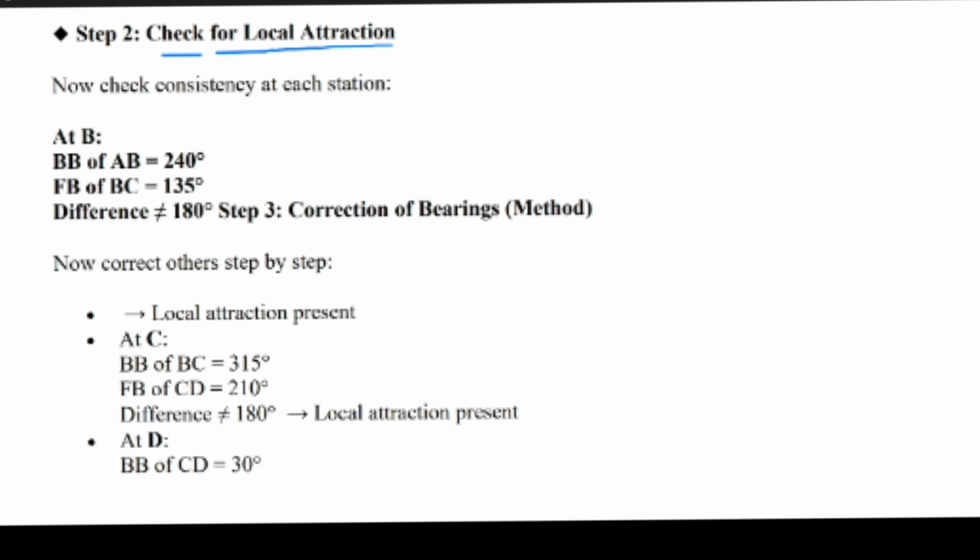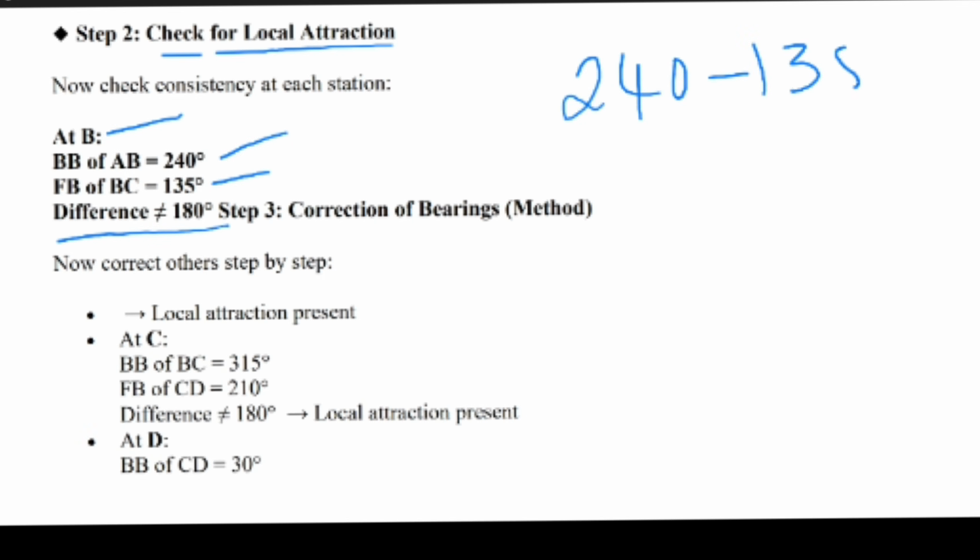So first you have to find the local attraction. At the point B, forebearing of AB is 240, back bearing of AB is 240, forebearing of BC is 135. The difference between these two: 240 minus 135 will not be equal to 180 degree. So we have to use the correction method at the point B.